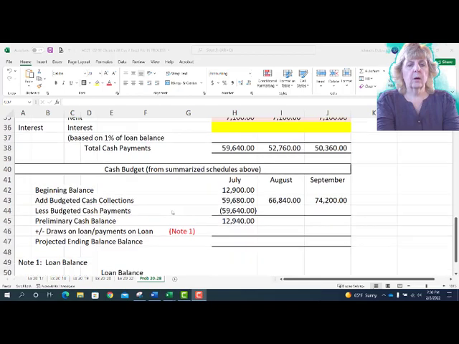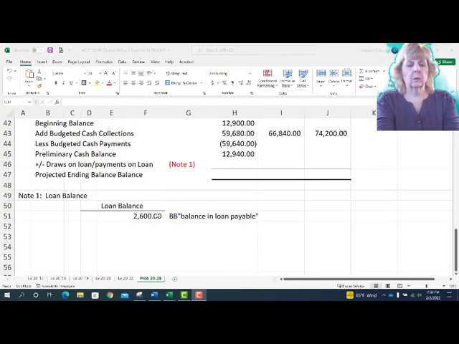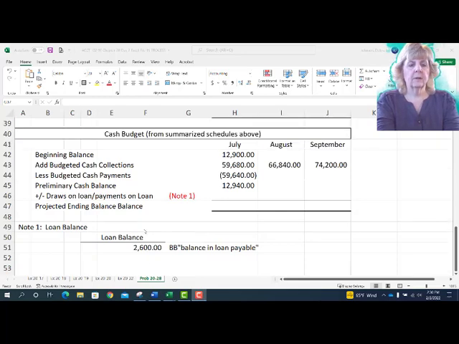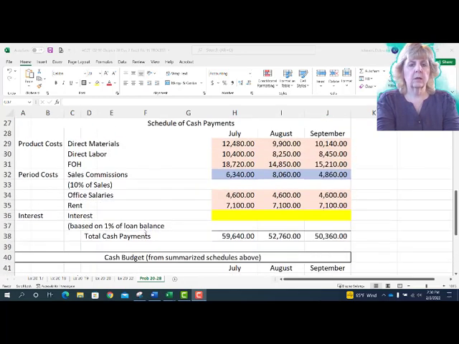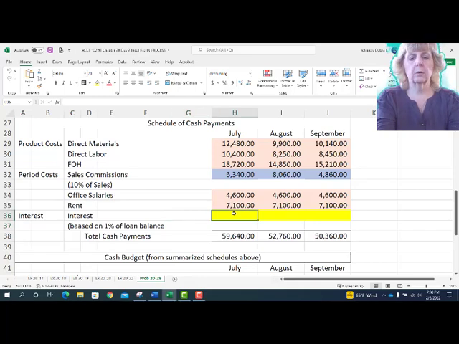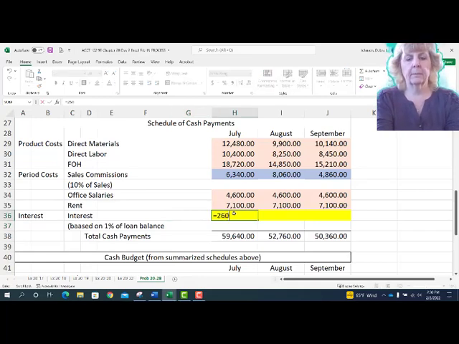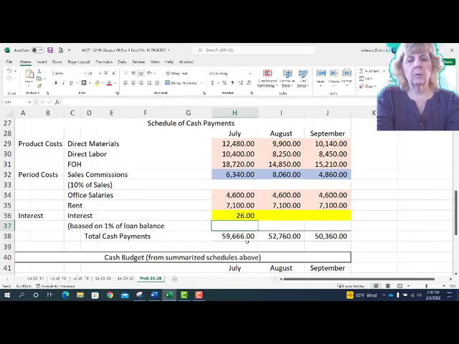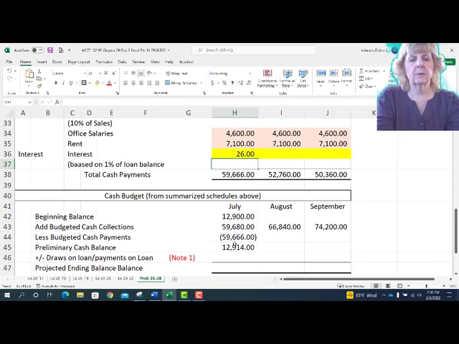At the start of the problem, the author told us that there was a $2,600 balance in loans payable, and the interest is 1% of that balance. So to start us off, let's take that $2,600 and calculate that interest at 1%. Okay, once we do that, we get our cash payments balance and we're ready to update our cash payments down here.